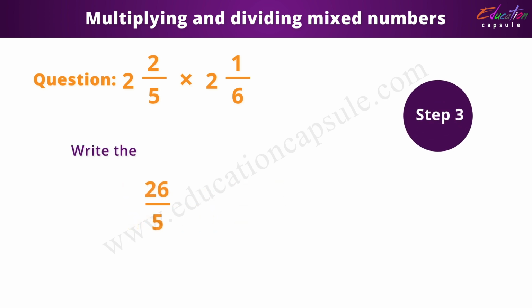Now, write the answer as a mixed number. So 26 fifths can be written as 5 wholes and 1 fifth.